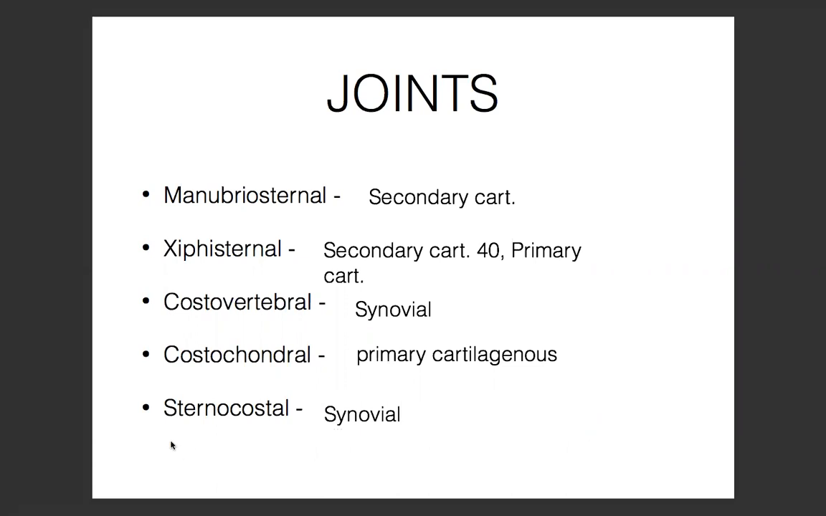Now here's one extra trick: the first rib is an exception. The first rib is not a synovial joint, it's a primary cartilaginous joint.